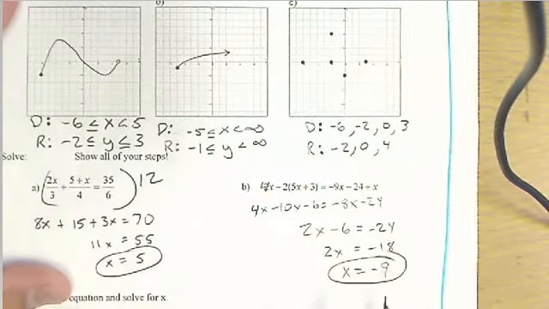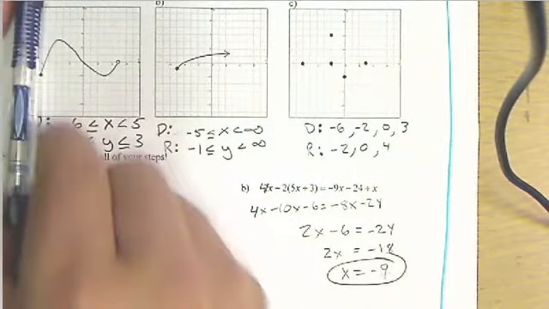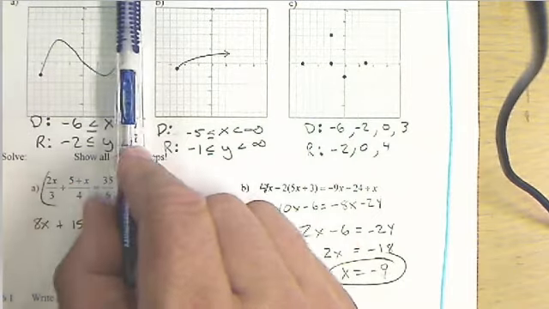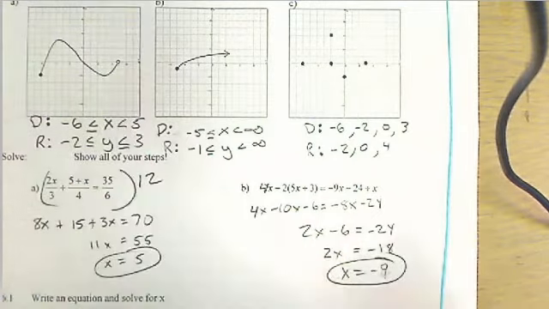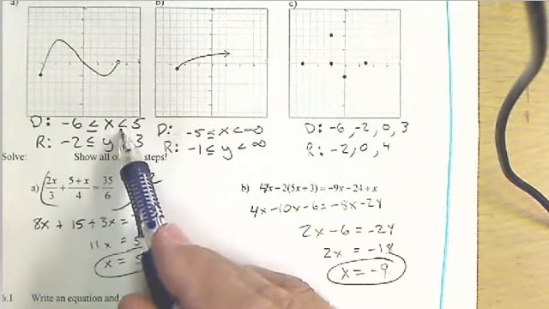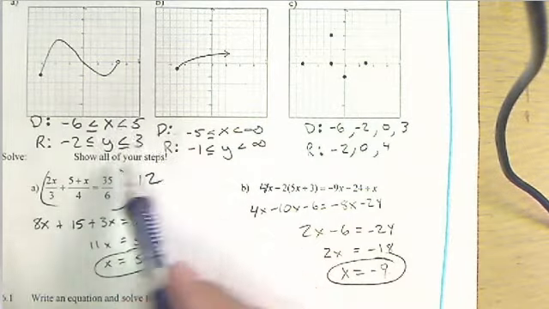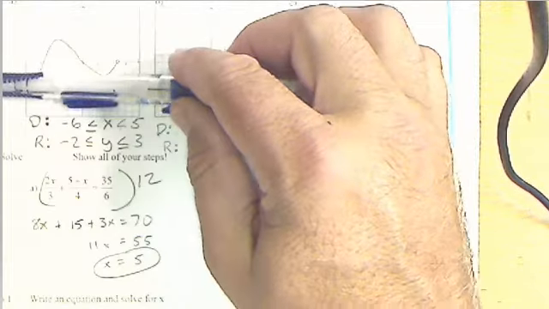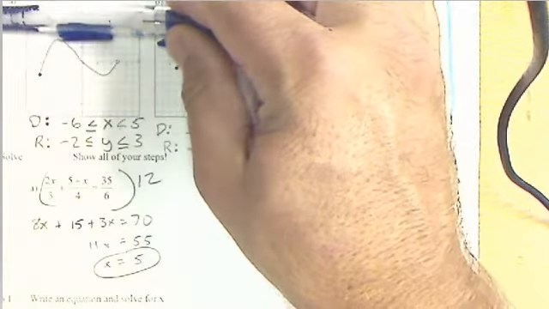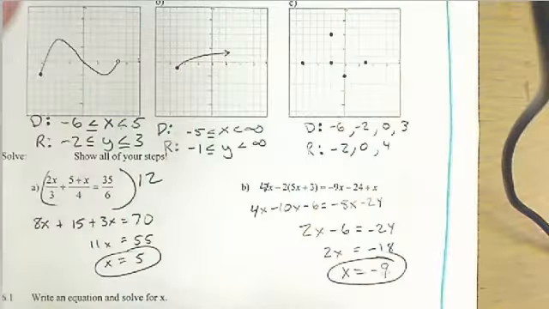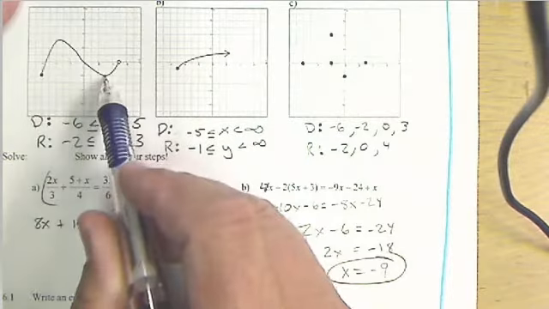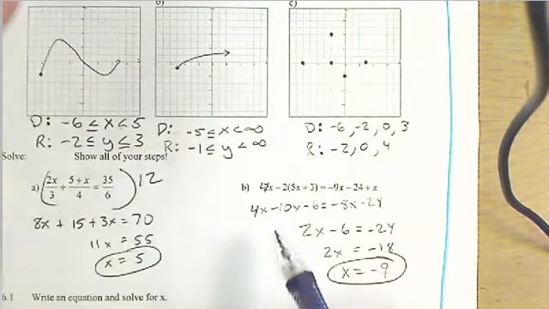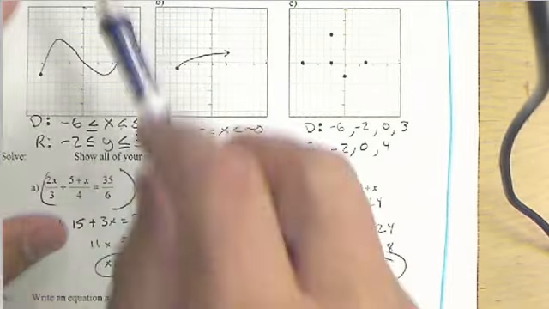Domain, possible x's. Well, my x's go from -6 all the way over to 5. It cannot be 5, so that's why it's not equal to 5. My range is my possible y values. -2 all the way up to +3 can equal 2, can equal 2, so that's why they're both equal, or 3, that's why it's equal.